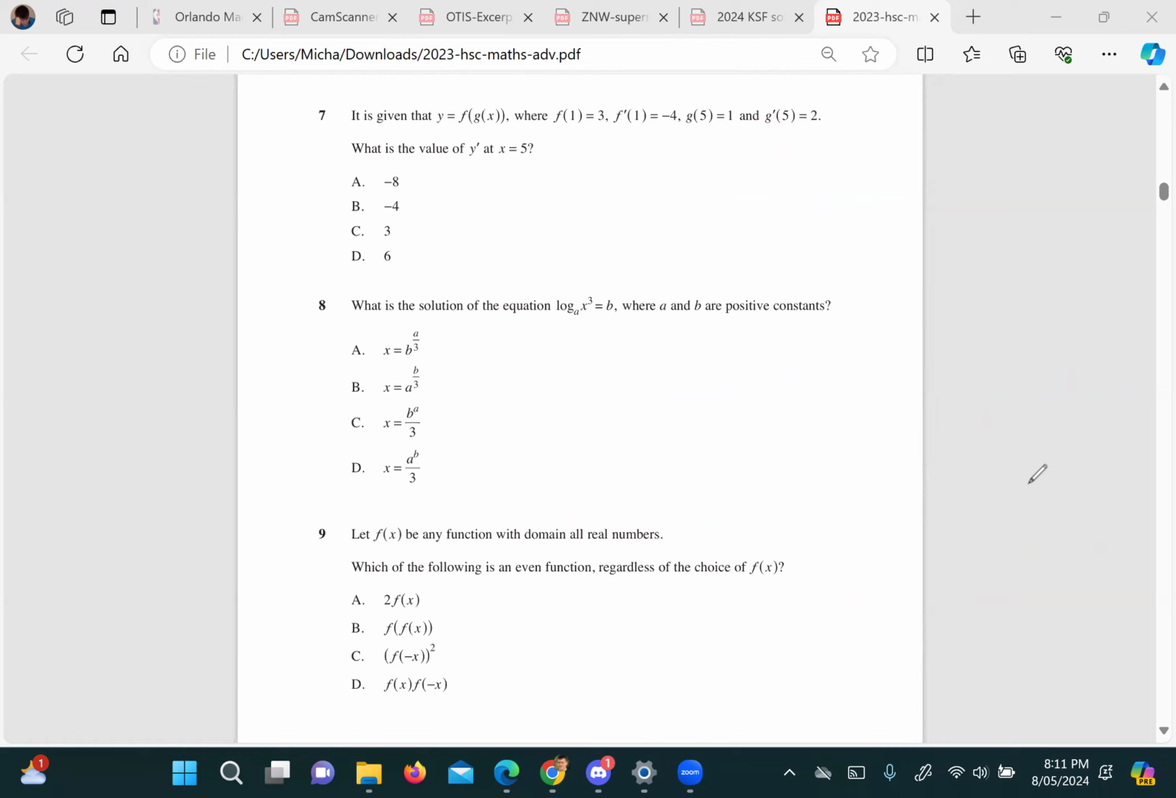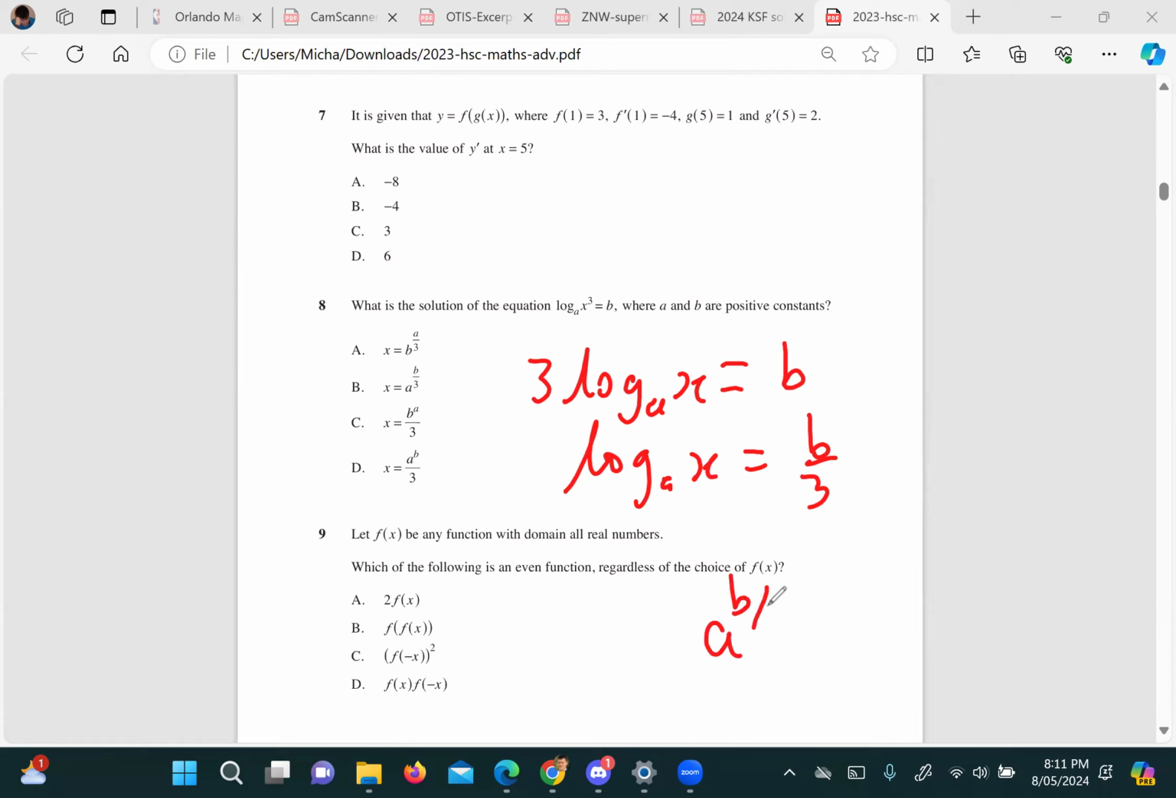Sure. So I first rewrote the log as 3 log x base a. The log law lets you put the 3 outside. Then I divided it by 3, so log x base a equals b on 3. And then from there, it's just positions. So a is our base, to the power of b on 3, which equals x. And that equals x, and that's b.